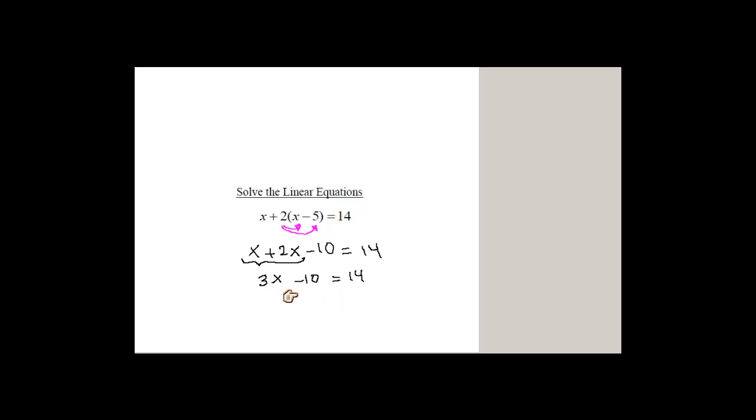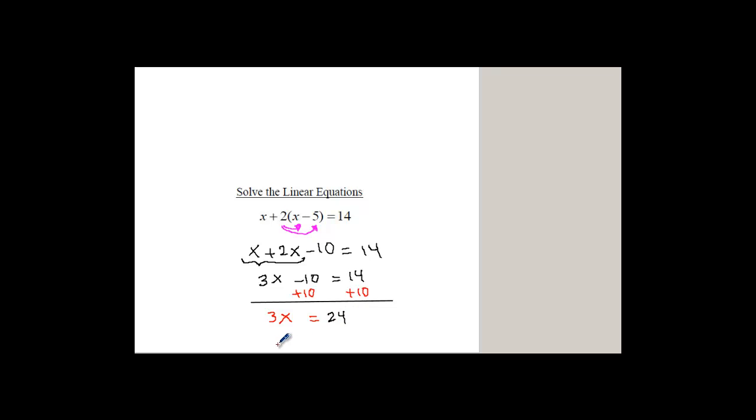move to the other side of the equation. Which one is that? Negative 10. Very good. The next step is to add 10 to both sides of the equation. Remember, we want to isolate x. So in this case, we get 3x is all isolated here, except we have that 3 attached to it. So 14 plus 10 would be 24.